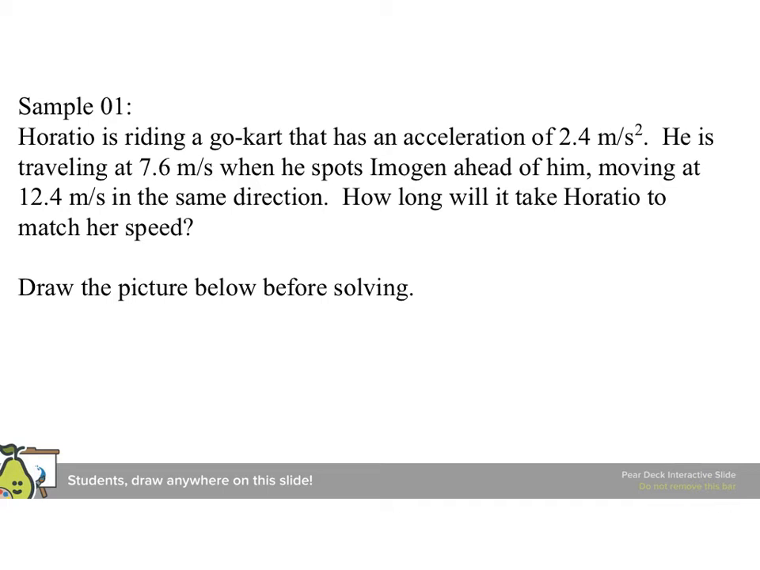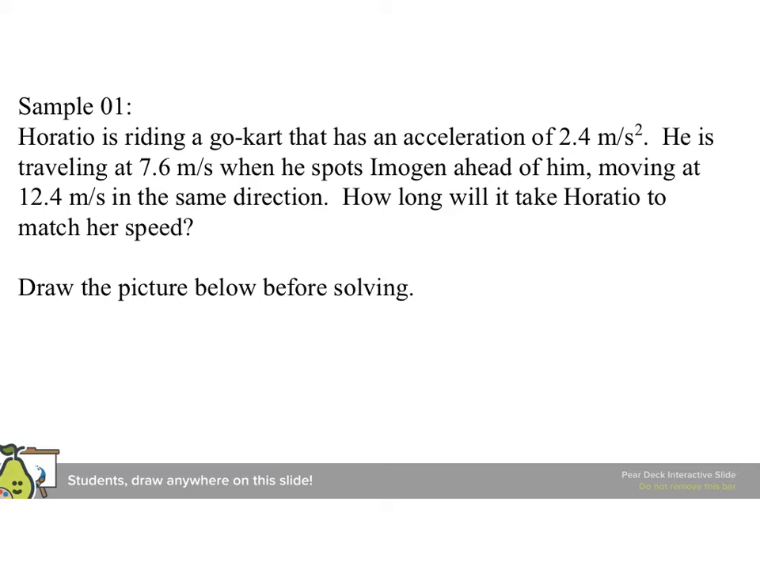Sample problem 1. Step 1. Read the problem. So let's read the problem. Horatio is riding a go-kart that has an acceleration of 2.4 meters per second squared. He is traveling at 7.6 meters per second when he spots Imogen ahead of him. She is moving at 12.4 meters per second in the same direction. How long will it take Horatio to match her speed? All right, that's our reading of the problem.